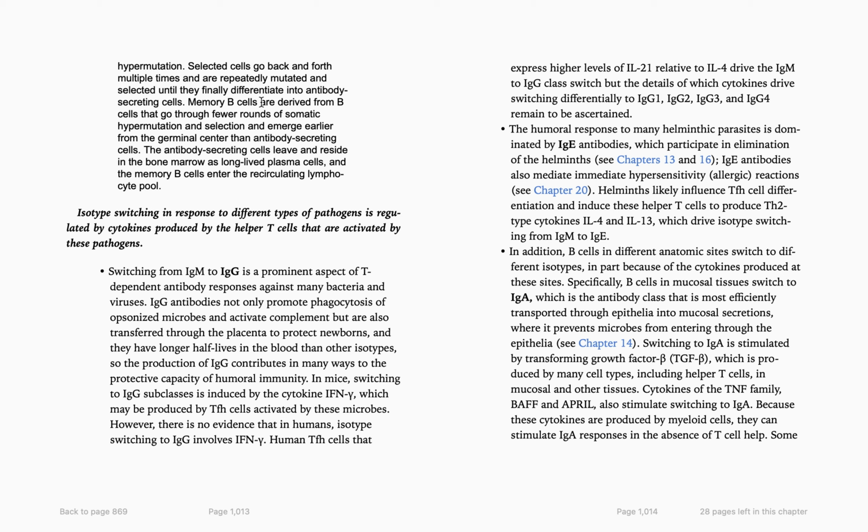antibody secreting cells. Memory B cells are derived from B cells that go through fewer rounds of somatic hypermutation and selection and emerge earlier from the germinal center than the antibody secreting cells. The antibody secreting cells reside in bone marrow as long-lived plasma cells, and memory B cells enter the recirculating lymphocyte pool.